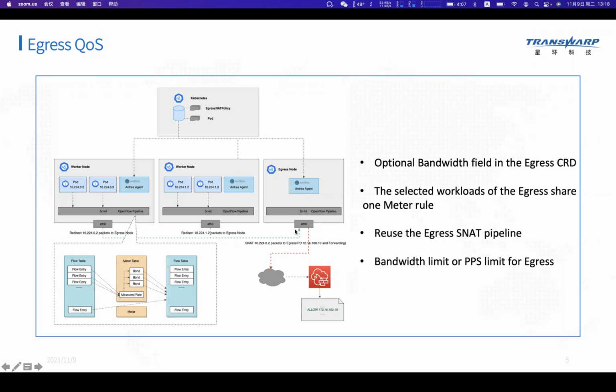Yes. And for a single egress CR, we only allocate one egress IP, and that egress IP will be assigned to only a single egress node. Yes. So if we enforce the limit on the egress node, what's the issue? Why do you think the overall bandwidth can exceed the limit?